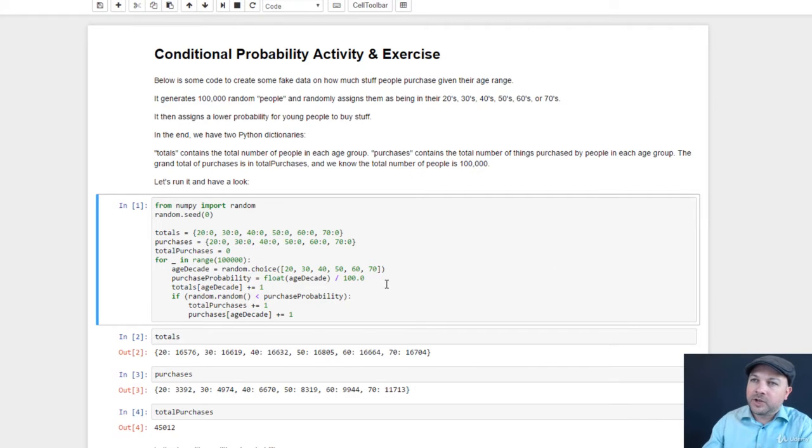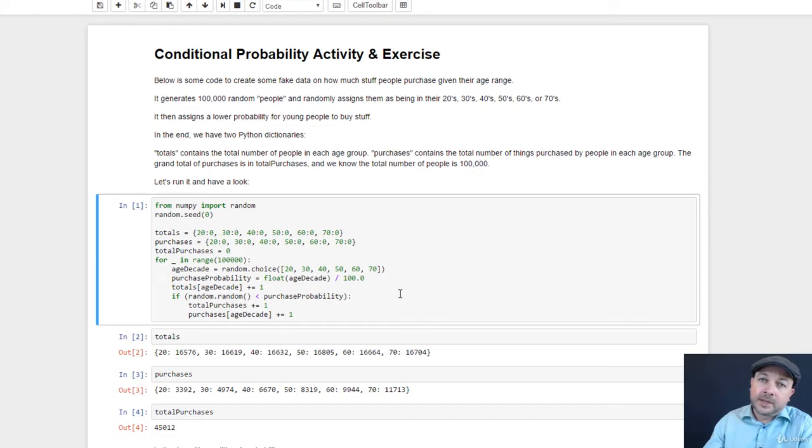It's basically generating 100,000 random people, randomly choosing from a decade that they might belong to in terms of age, and then I'm attaching a purchase probability to each person that depends on their age. So this will ensure that younger people are actually less likely to buy stuff than older people. I have no idea if that's true in the real world, but this is all for the sake of illustration. And basically, we'll then spin a dice and see if that's less than the purchase probability. If so, then we'll say that that person bought something. Okay? So let's run this little bit of code.